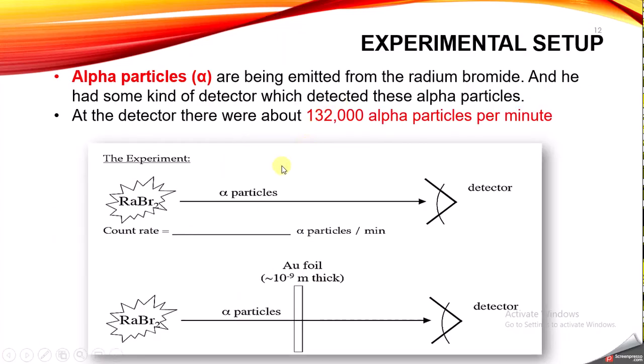So what was the experimental setup? He had some radium bromide, and alpha particles were emitted. He put a detector in front of it and counted the number of alpha particles per minute. He counted about 132,000 alpha particles per minute approximately. In order to understand the nature of the alpha particle, he put a gold foil of very small thickness, 10⁻⁹ meter, in between the detector and the radium bromide to see what happens, whether they are stopped or not, and what happens to the alpha particles.